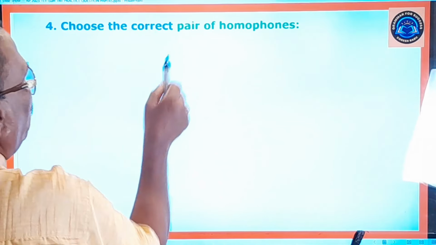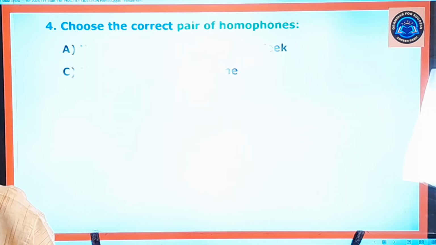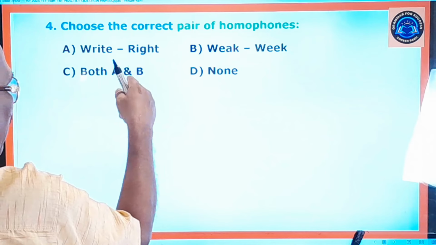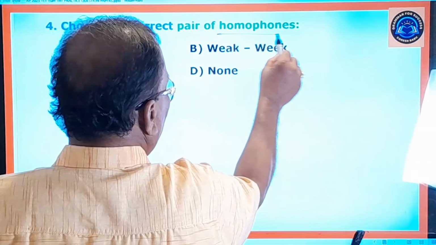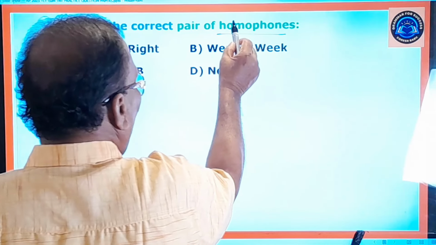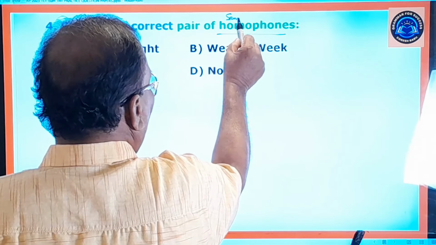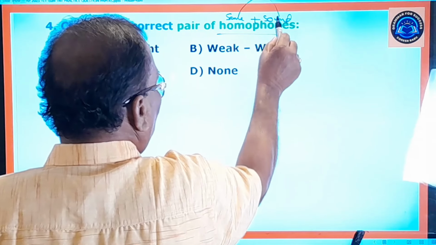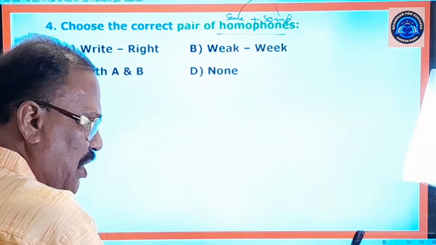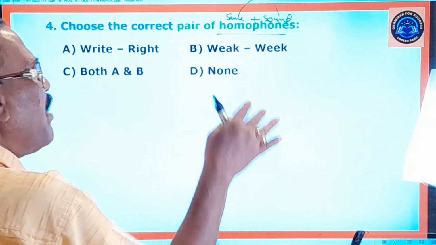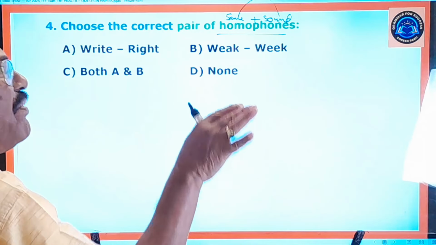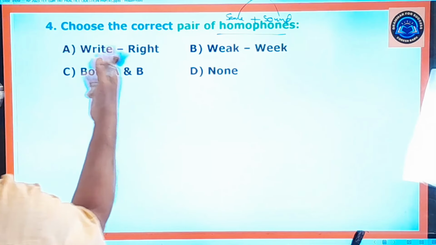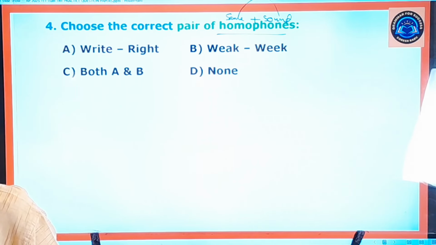Fourth question, choose the correct pair of homophones. Here the options are like this: right, right, weak, weak, both A and B, and none. You know very well, homophones means, I have already made it clear that homo means same. Okay, and phone means what? Sound. So that means same sound. Same sound means same pronunciation. That means words having same pronunciation but having different spelling and different meaning are called homophones. So of these four options, you choose the right option.